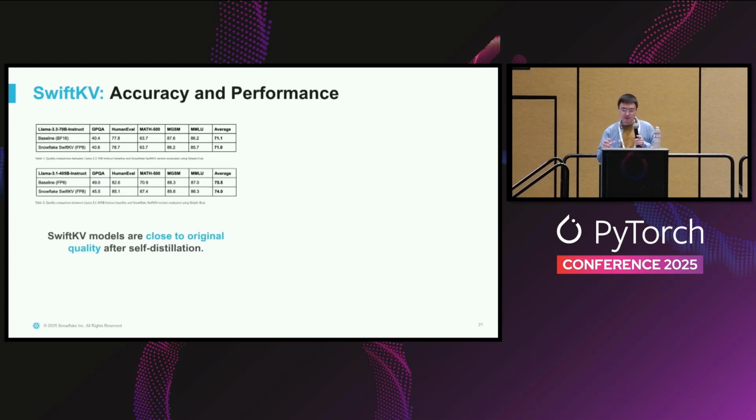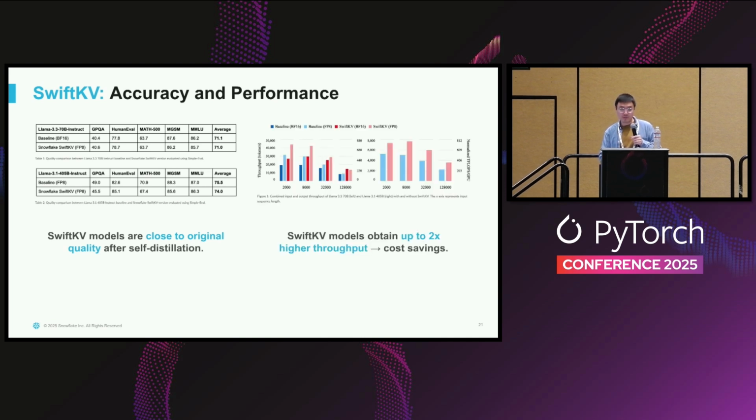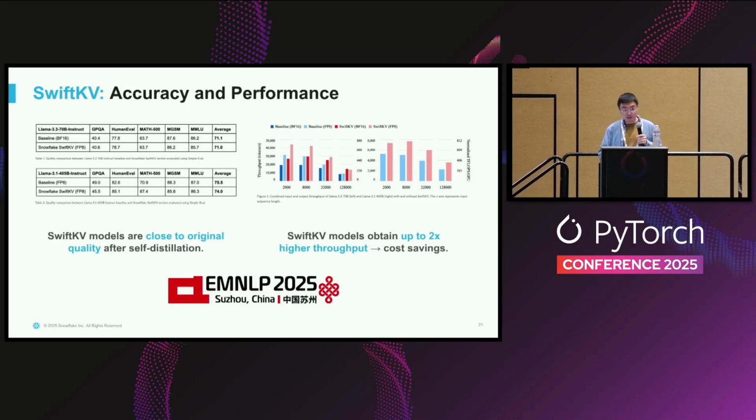When we did this, the transformed models performed very, very close to the original model quality across a spectrum of different benchmarks. And more importantly, for batch inference, SwiftKV improves the throughput by 2x, which leads to pretty massive speed and cost savings. OK, SwiftKV is also a research paper that we worked on that's going to appear in EMNLP this year. So if you'd like to learn more, I can share the paper with you, or you can see us at that conference.